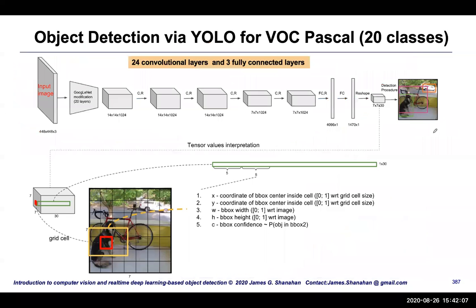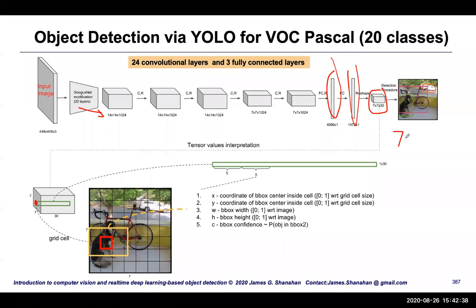YOLO V1 is a very simple model. It's very easy for us to relate to. Here's our input image, and then we can pass this through a convolutional neural network like GoogLeNet or VGG or AlexNet and so on. We pass our image in, get feature maps, and then we pass these feature maps along, and finally we have our fully connected layer here, and then we reshape to get our output feature map.